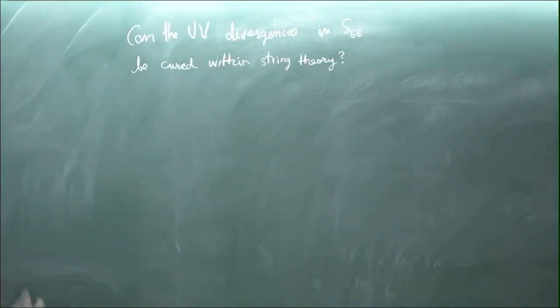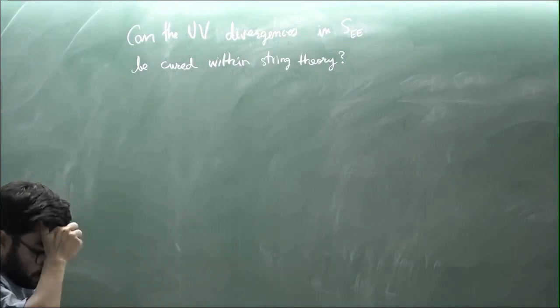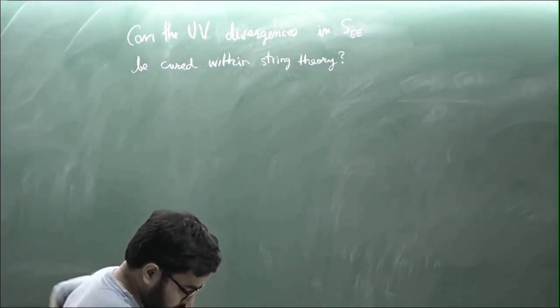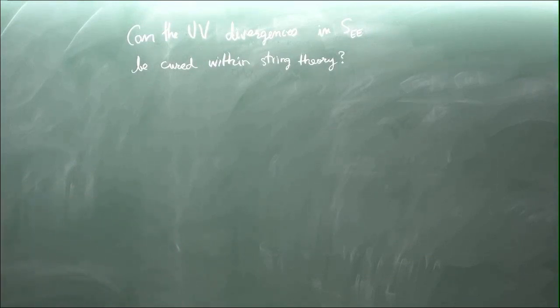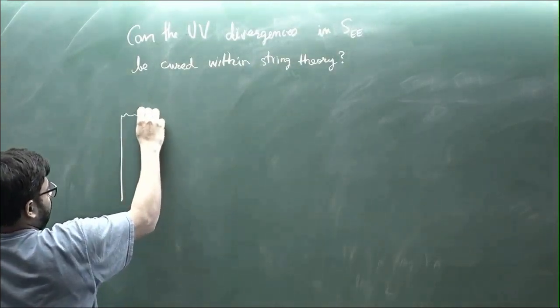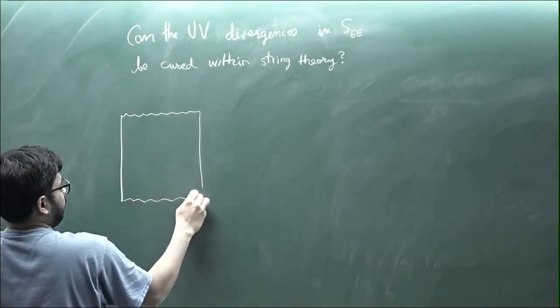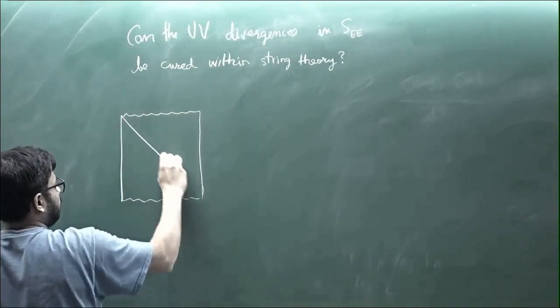Okay, this is an idea that has been around for 20 years or more. And what's the idea? Let's focus on a very concrete case. I'm going to draw this diagram. This is a black hole in AdS, and it's an eternal black hole. It has two sides.